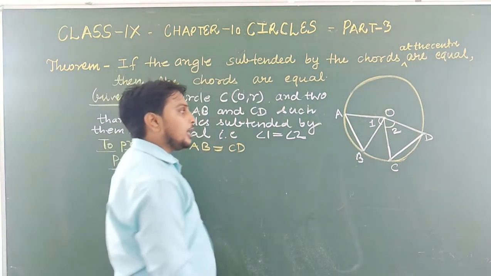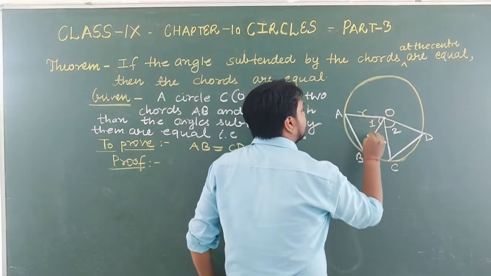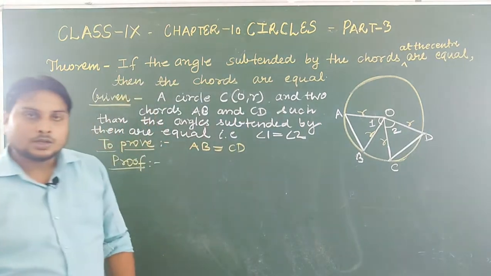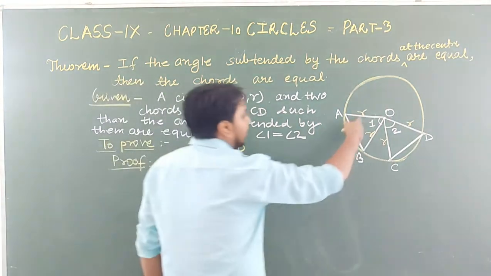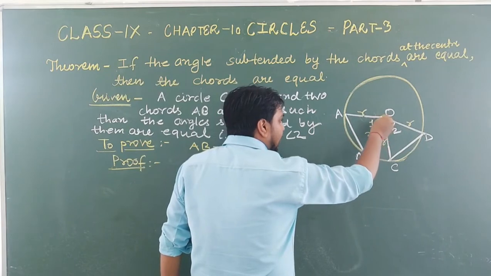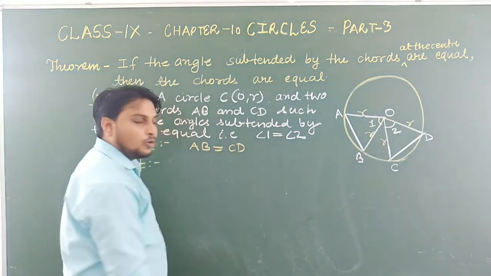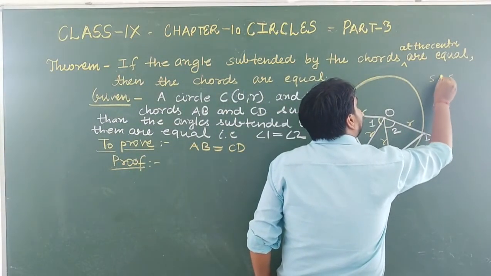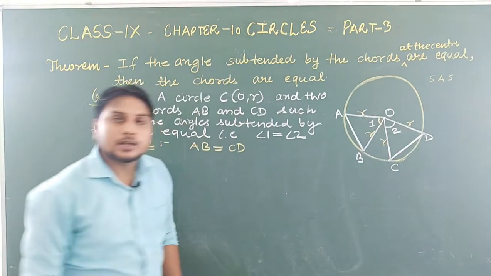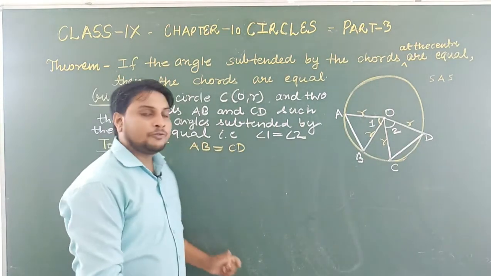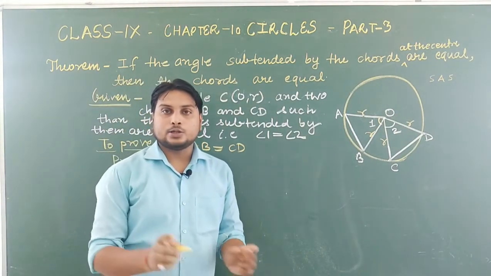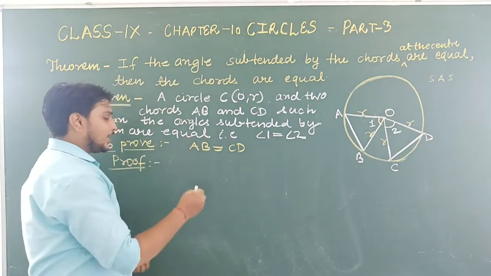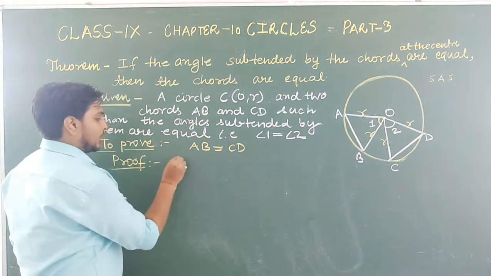Students, what do we have? We have that all these lengths are the radius of the circle, means they will be equal to each other. So there are two sides and one angle which is in between them. Two sides and one angle in between them. So which criteria will we prefer? Side angle side. Two sides and the included angle. So by that criteria we are going to prove that these two triangles are congruent.